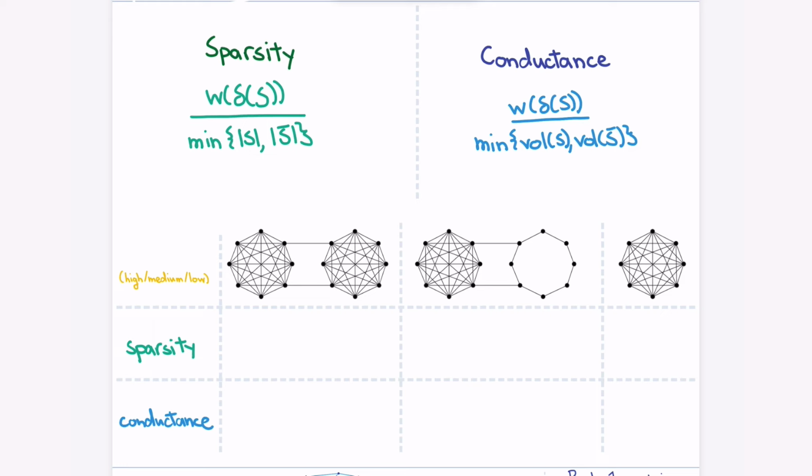Slightly ambiguous, but hopefully you'll figure it out. Or you can choose not to vote, of course. So first of all, who is not voting? One person is not voting. There's a lot of responsibility on the n-1 of you. Let's take this. Will this have high, medium, or low sparsity? Who votes high? Who votes medium? And who votes low?